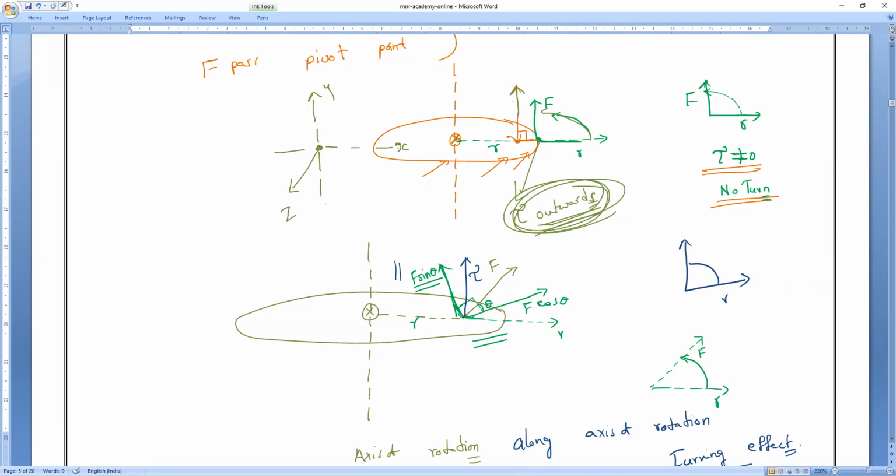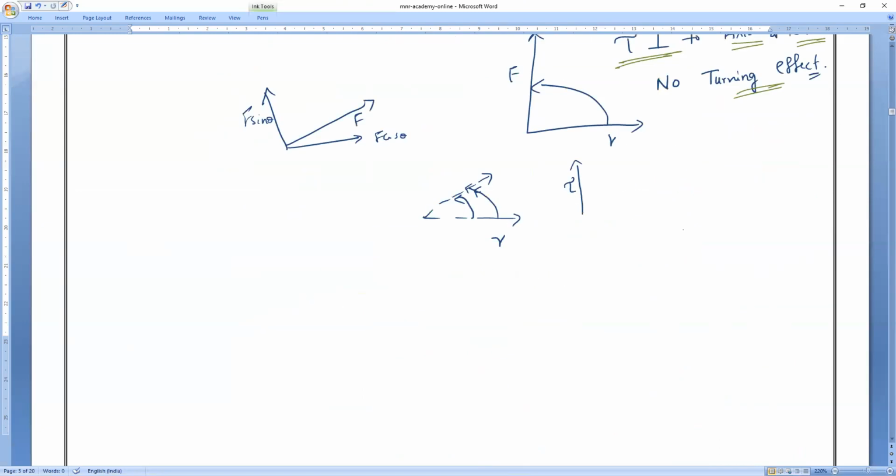Am I right or wrong, everybody? Clear? So both are perpendicular. Y and z are perpendicular to each other. So what is the axis of rotation? No turning effect will be created. No turning effect is created when torque is perpendicular to the axis of rotation. Be very careful. Are you clear, everyone? Outwards means it is at the z-axis only. Am I right, guys? Yes, sir. So by the time, no turning effect. Okay, so this is all about these things.